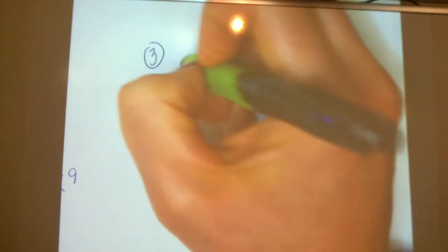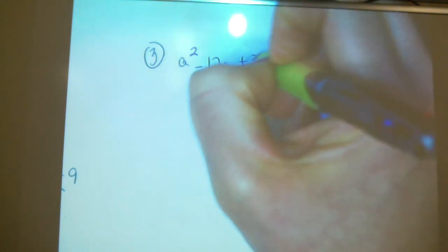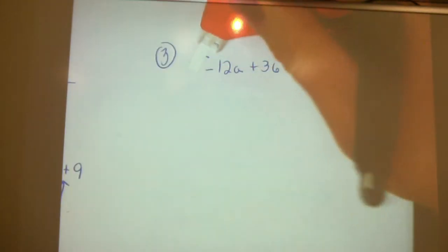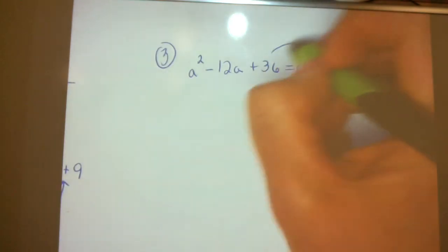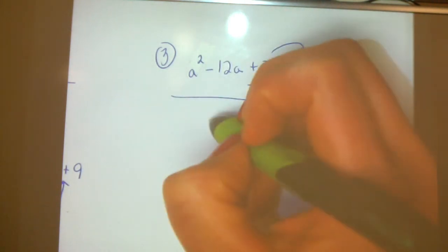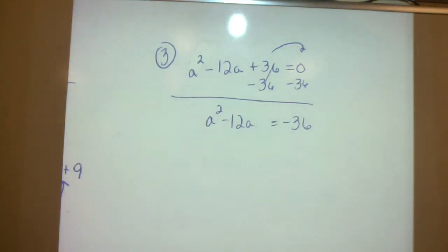Straighten that up a little bit. I've got a squared minus 12a plus 36 is equal to 0. So my first step is to move that constant over. Let's take that 36 and move it. Let's subtract 36. I've got a squared minus 12a is equal to a negative 36.